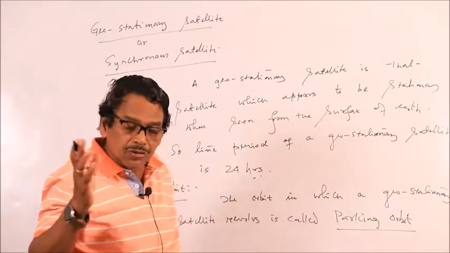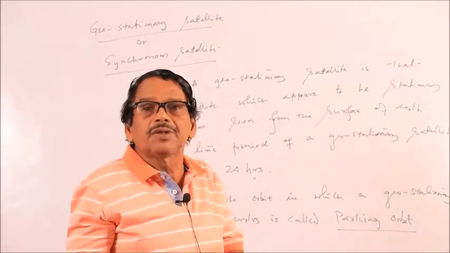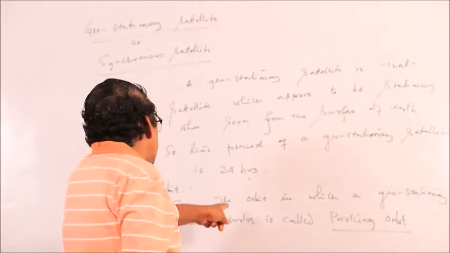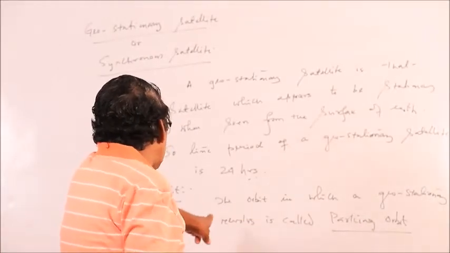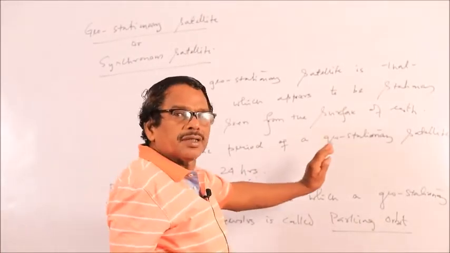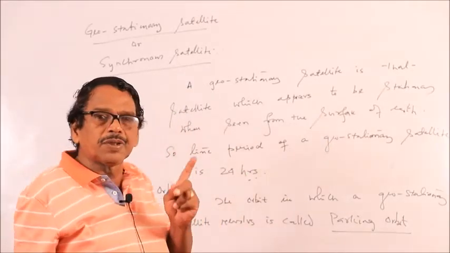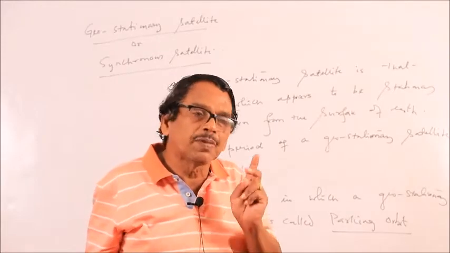The satellite appears to be stationary, so it appears as if the satellite has been parked there, it is kept there. So, the orbit is called parking orbit. The orbit in which a geostationary satellite revolves is called parking orbit. So, if in the examination question comes, what is parking orbit? Orbit of a geostationary satellite is called parking orbit.